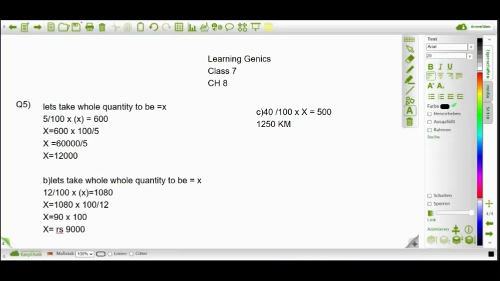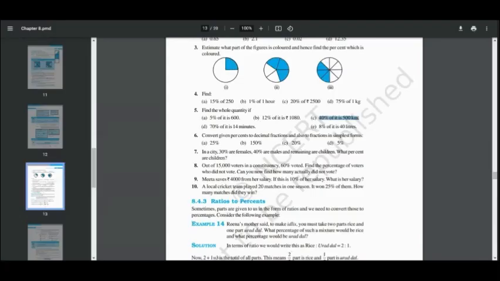I did it in a second or two, and the answer is 1250 kilometer. You see, these signs are very important. Rs, these are very important. You can lose marks for them.